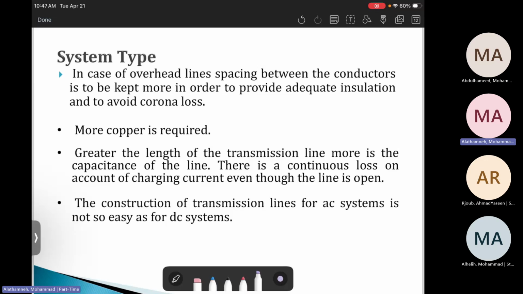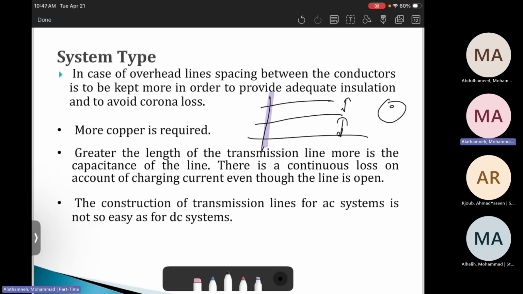In the case of overhead lines, the spacing between the conductors is kept larger in order to provide adequate insulation and avoid corona loss. So here in the power lines, phase A, phase B, phase C, there is enough distance so they can be isolated, while in cables they will be very close to each other, which can have an impact.